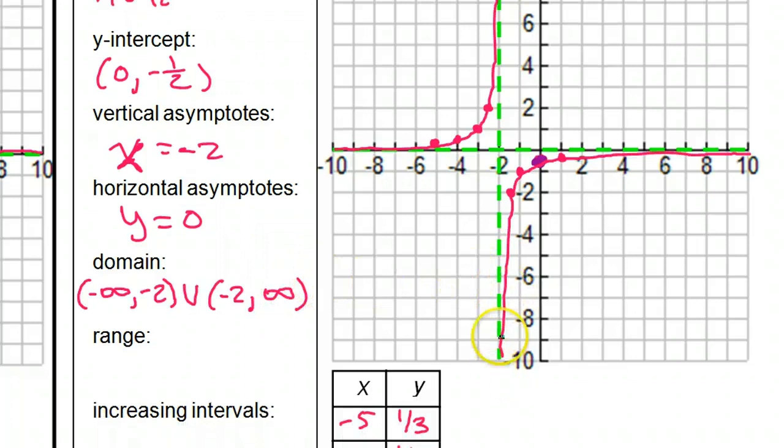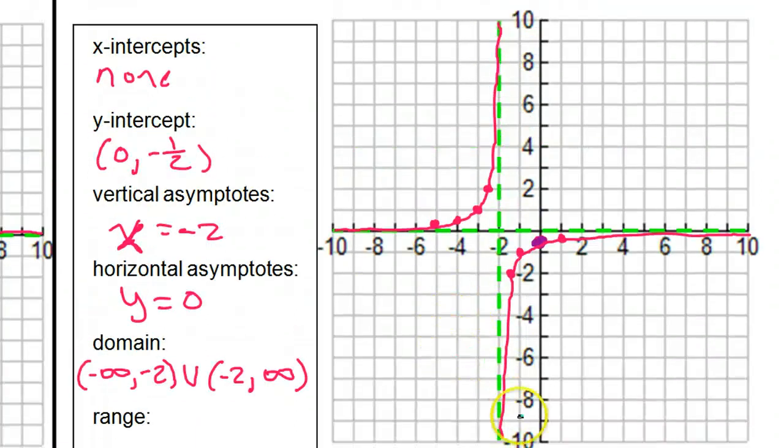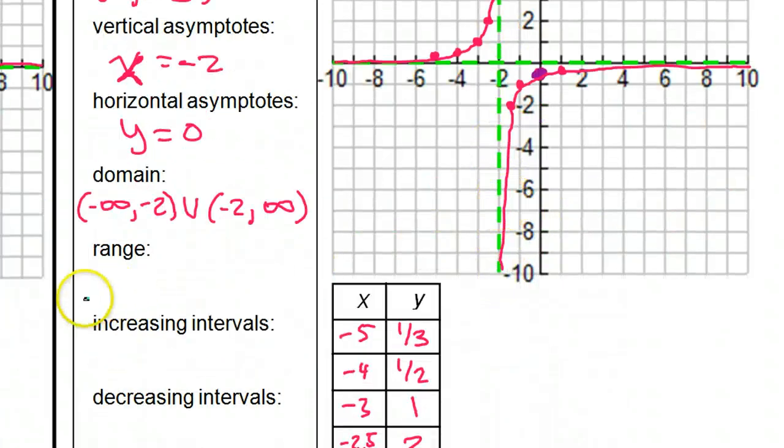Similarly, the range is the y values of the graph. So bottom to top, all the y values are represented except for the horizontal asymptote, which is at 0. So it goes from negative infinity to 0, and then from 0 to positive infinity. It has to be in this order, okay? It's got to go from bottom to top. So negative infinity to 0, union 0 to positive infinity.